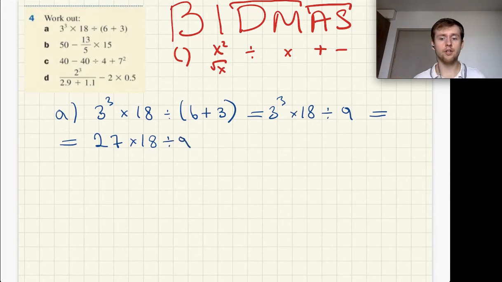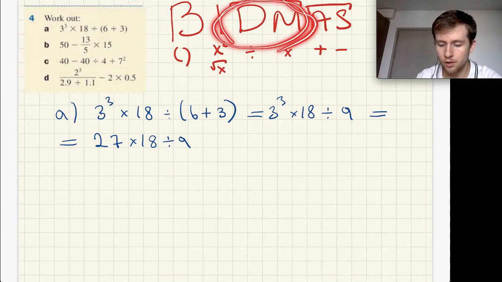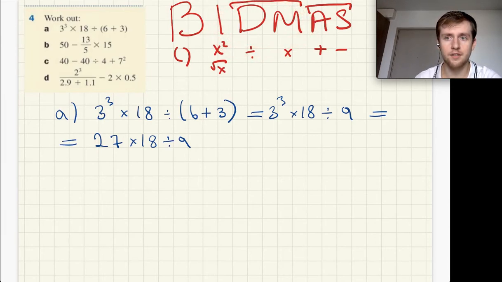And okay, so here comes the remark that I told you, division and multiplication. The fact that D stands before M doesn't mean that it always comes first. As I told you, they're equal operations, so we do them from left to right. If multiplication comes first, we do multiplication. If division comes first, we do division. In this case, multiplication comes first, so this is what we start with. So 27 times 18 and then divided by 9.